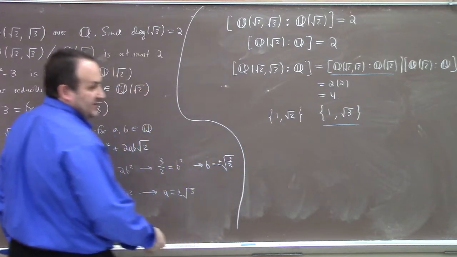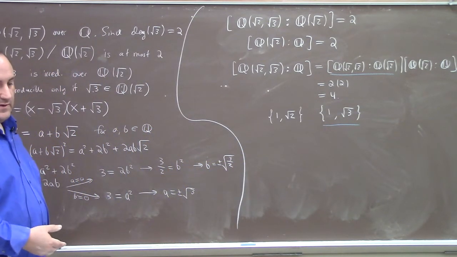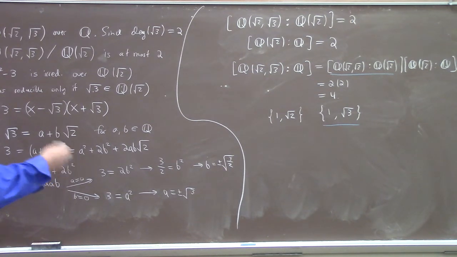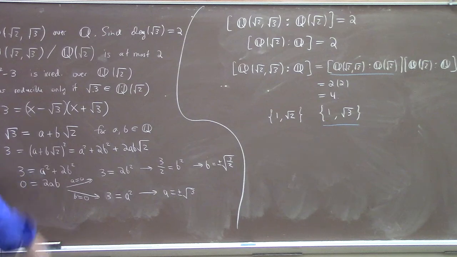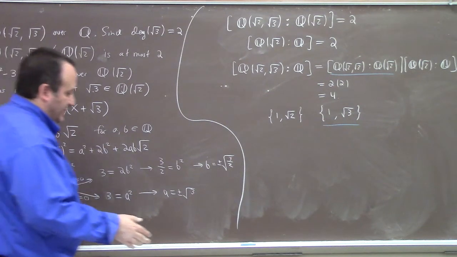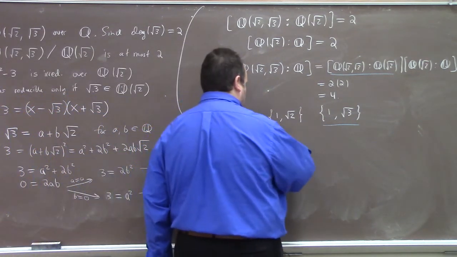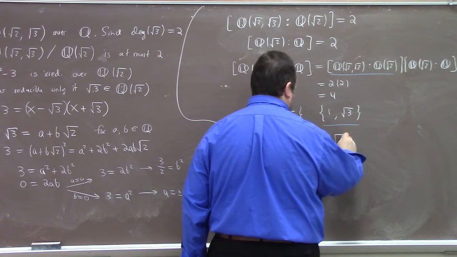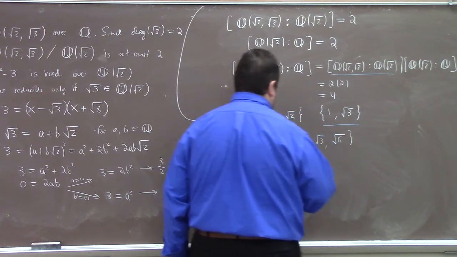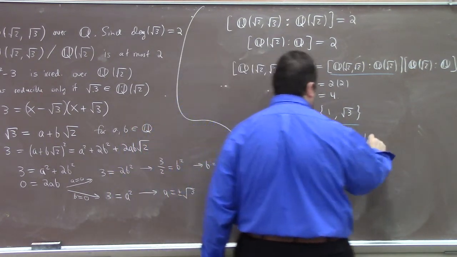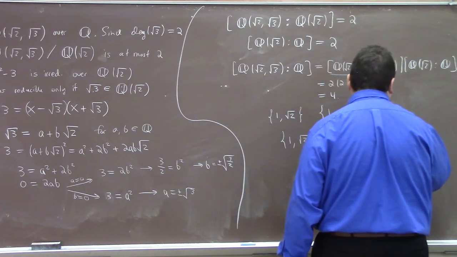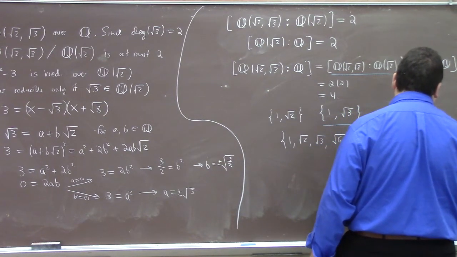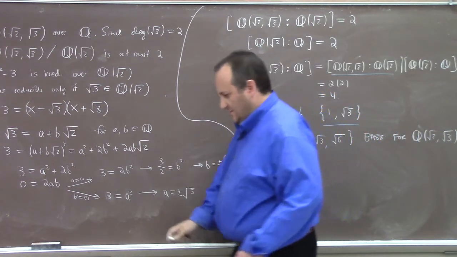That's a basis because we're extending by root 3, right? Anyway, when you multiply those, what do you get? You get 1, square root of 2, square root of 3, square root of 2 times 3, which is square root of 6. So there you go. That's the Q basis for this guy. Son of a gun.